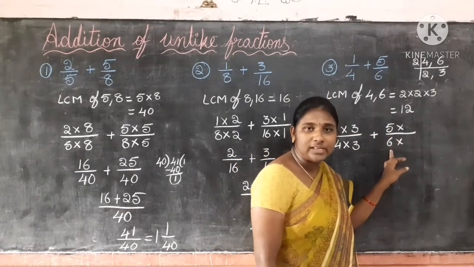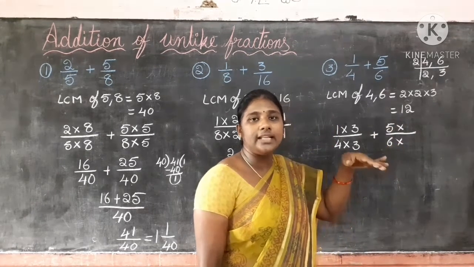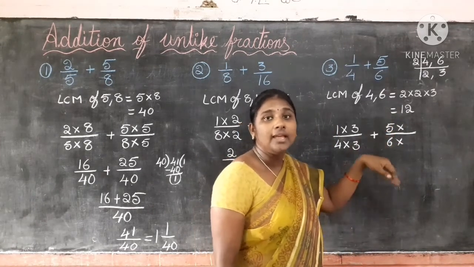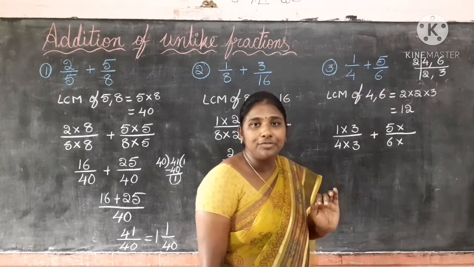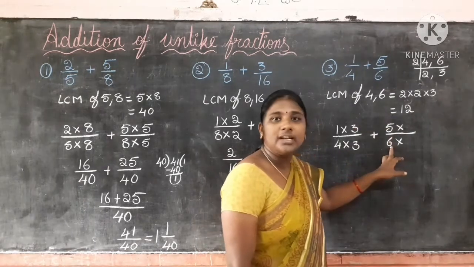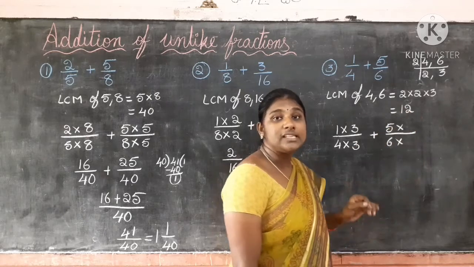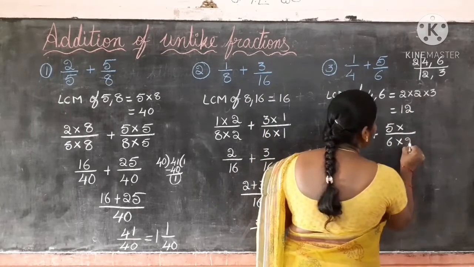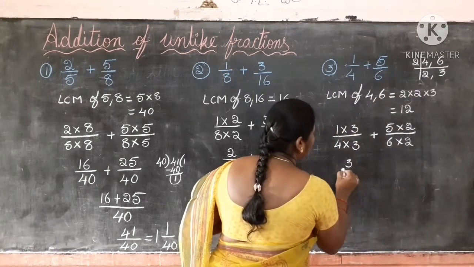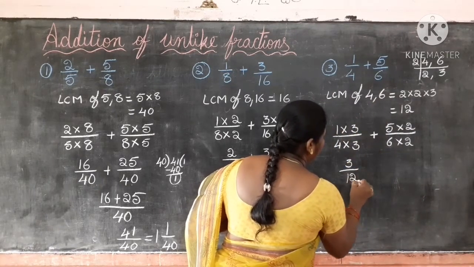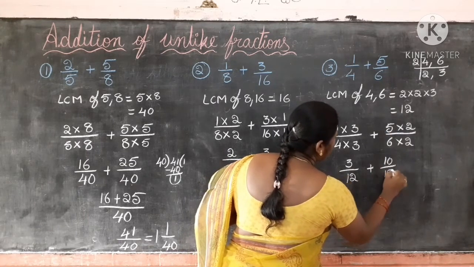Next fraction is 5 by 6. Here what is the denominator? 6. Always we have to check the denominator table only LCM. Why? We find the LCM for the denominators. So here denominator is 6. LCM is 12. This 6 table 12 how many times? 6 2s are 12. So both multiply with 2. So 1 3s are 3 by 4 3s are 12 plus 5 2s are 10 by 6 2s are 12.